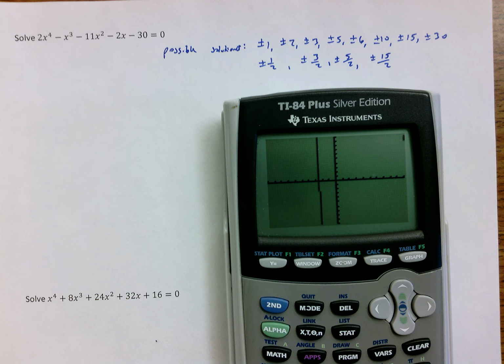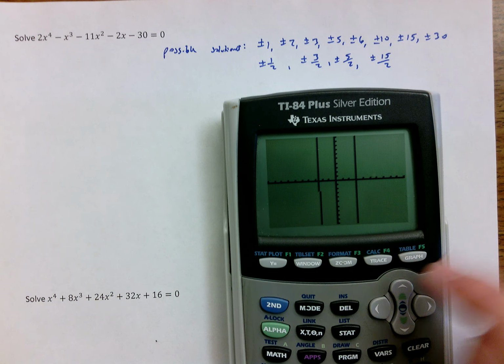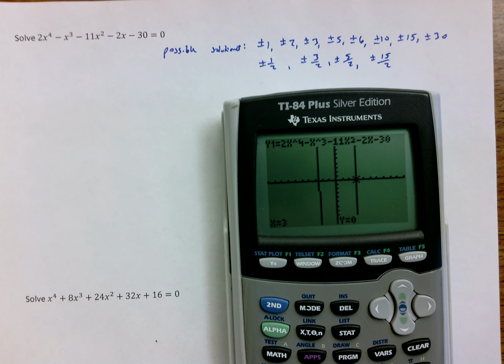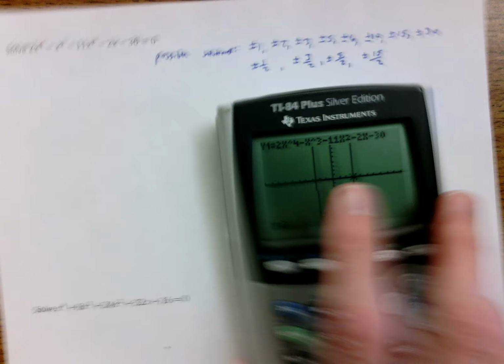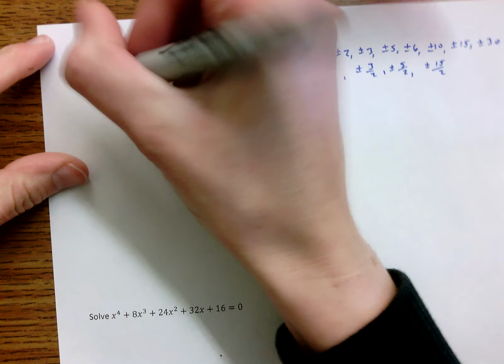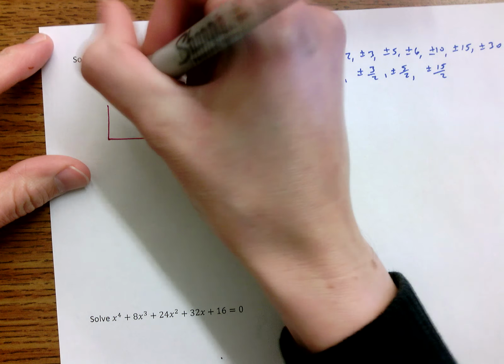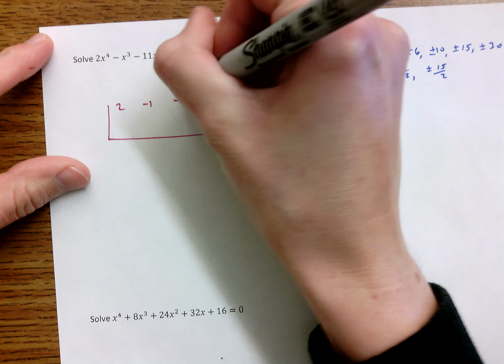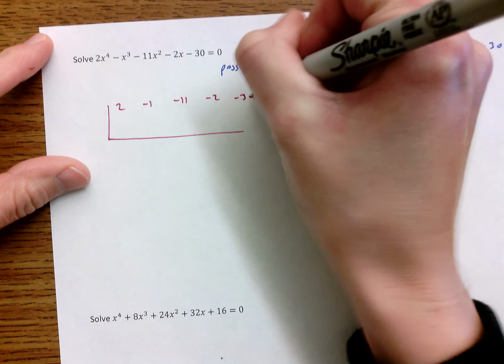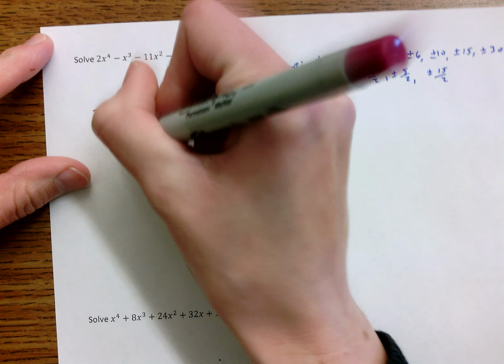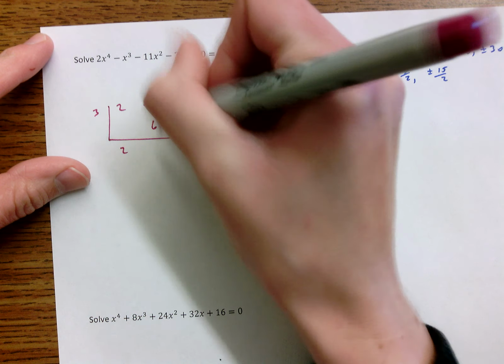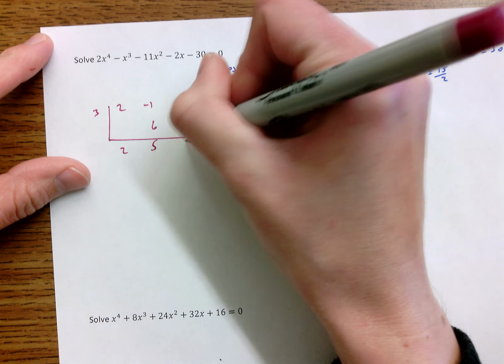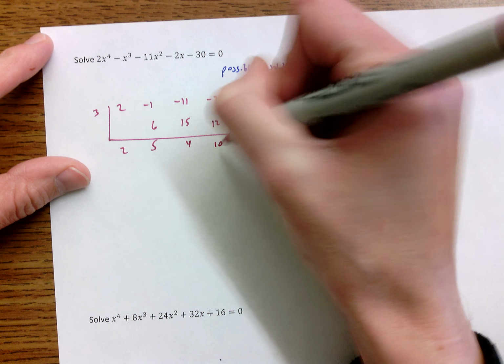All right, but now I can't really see, so I'm going to go back to my normal zoom and just check out these middle guys. Okay, so it looks like I have a solution at 3. So the first thing I'm going to do is try 3. Yep, 3 worked. Cool. All right, so I'm going to set up synthetic division using this 3 that worked. So that's 2. 2 times 3 is 6. 5, 15, 4, 12, 10, 30.